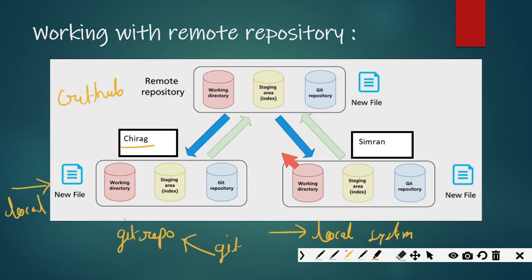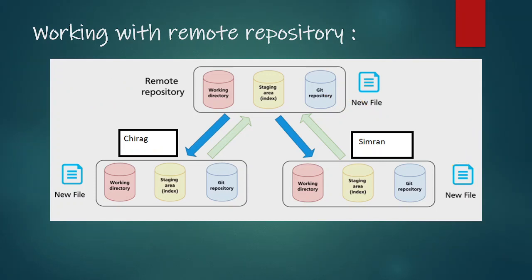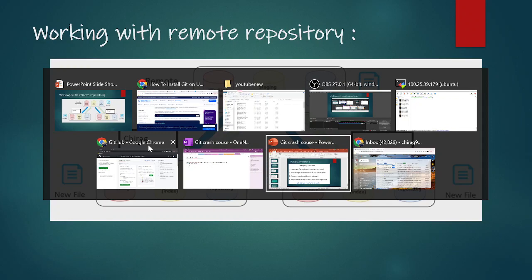Similarly, if I have a colleague named Simran, and she is also working on the Git repo in her local system, she should also be able to push changes to the GitHub repository, right? So several of our colleagues should be able to push changes to the same repository, provided we have given the permissions. Okay, so without further ado, let me move to my terminal.